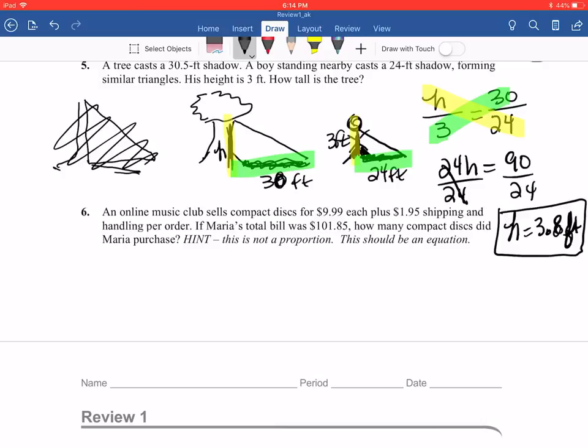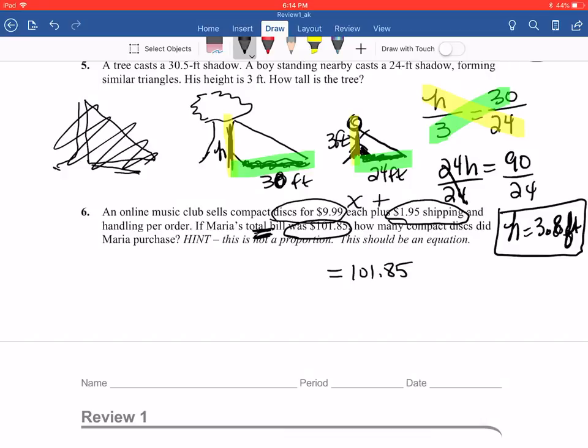All right. Number 6. It says an online music club sells compact discs for $9.99 each, plus $1.95 shipping and handling per order. The total bill is $101.85. I'm going to circle my key info. This is each, so that's going to be x. It says plus, so I'm going to put a plus there. I'm going to circle the shipping and handling. Then the bill was 101.85. That's the equal.